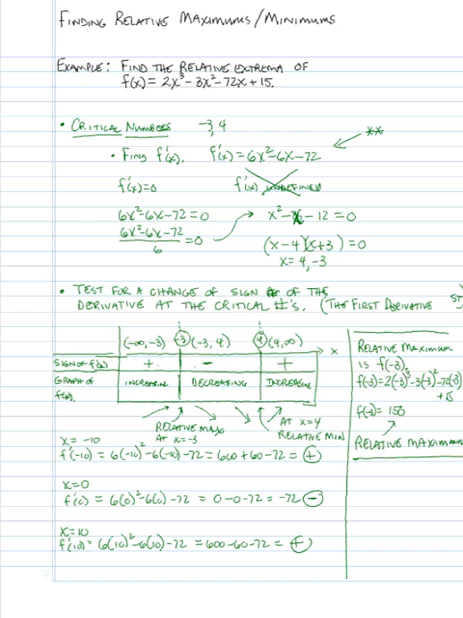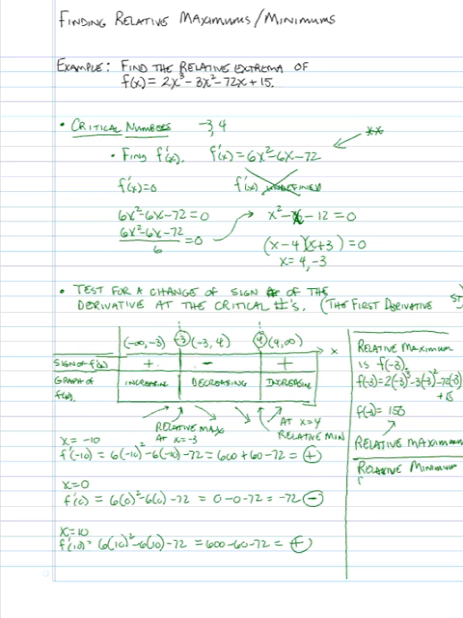Now, for the relative minimum, we need to do the same kind of thing. Minimum. 4 is not the relative minimum. It's the x value where that occurs. It's the y value of that point that's the relative minimum.